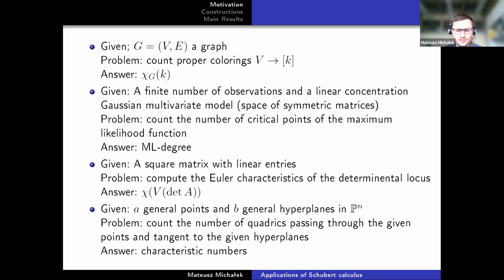Where is the integer? I see there is something in the chat. Is this a question? No, so it's still the same slide. So it's the second slide.